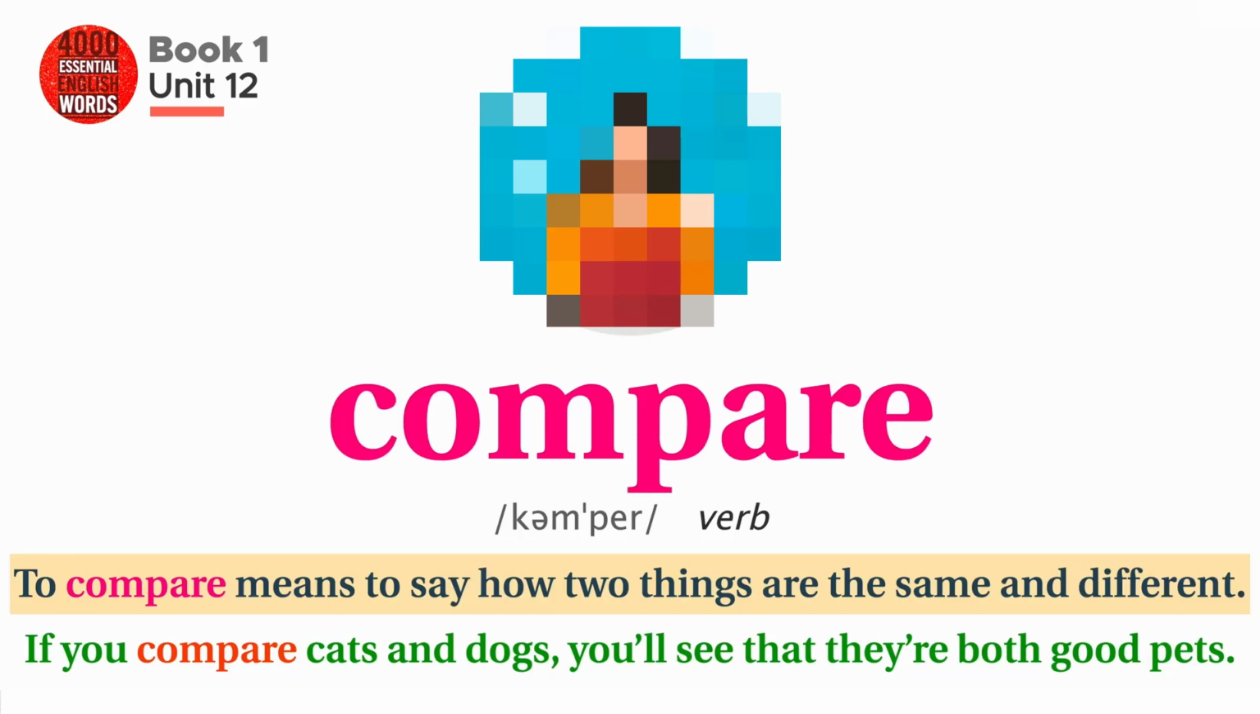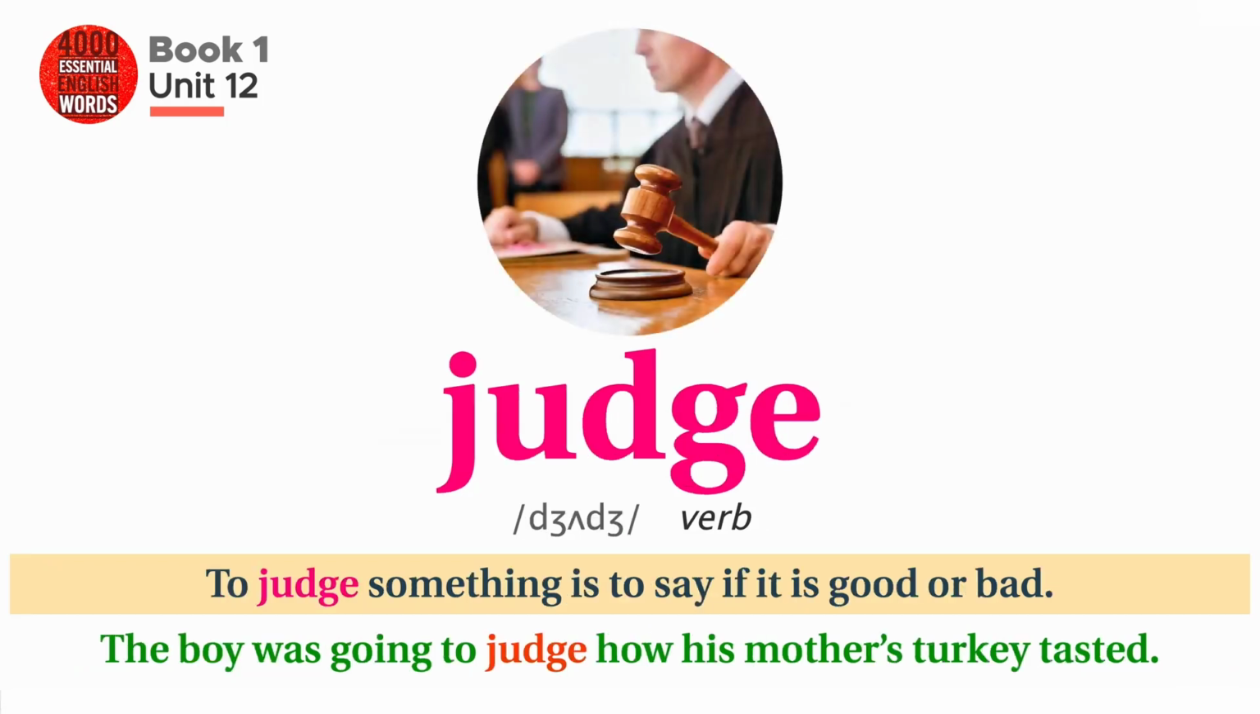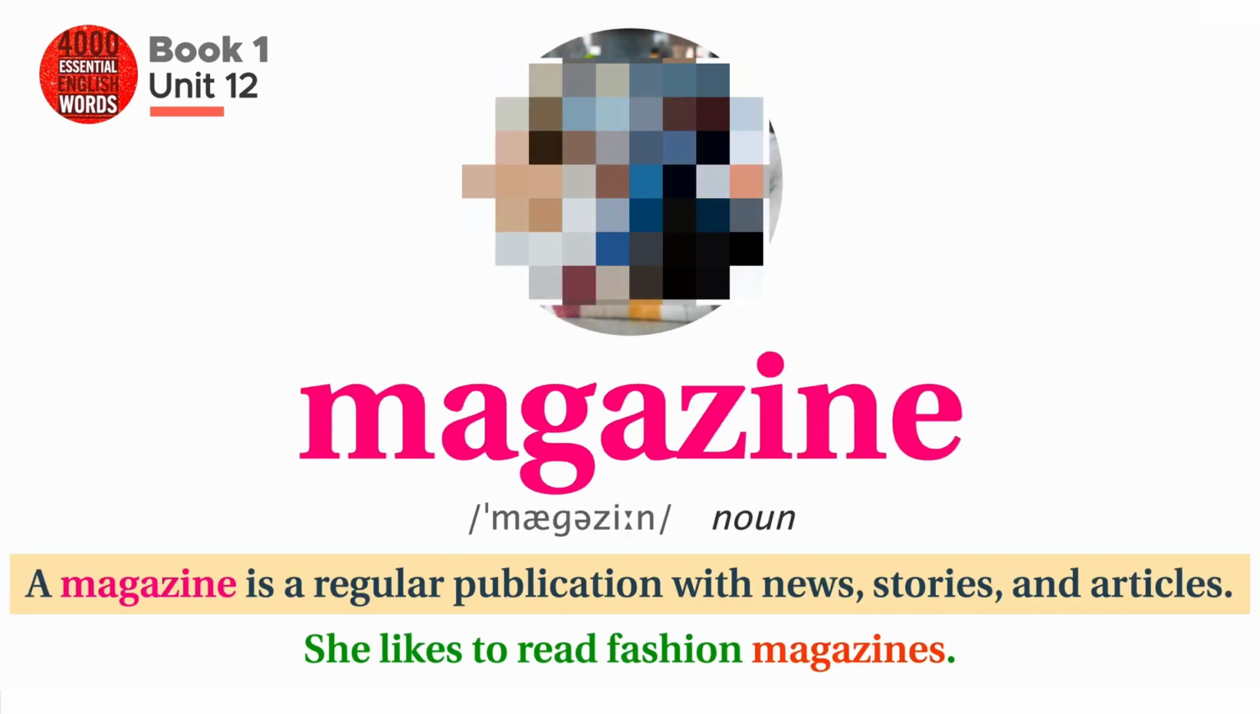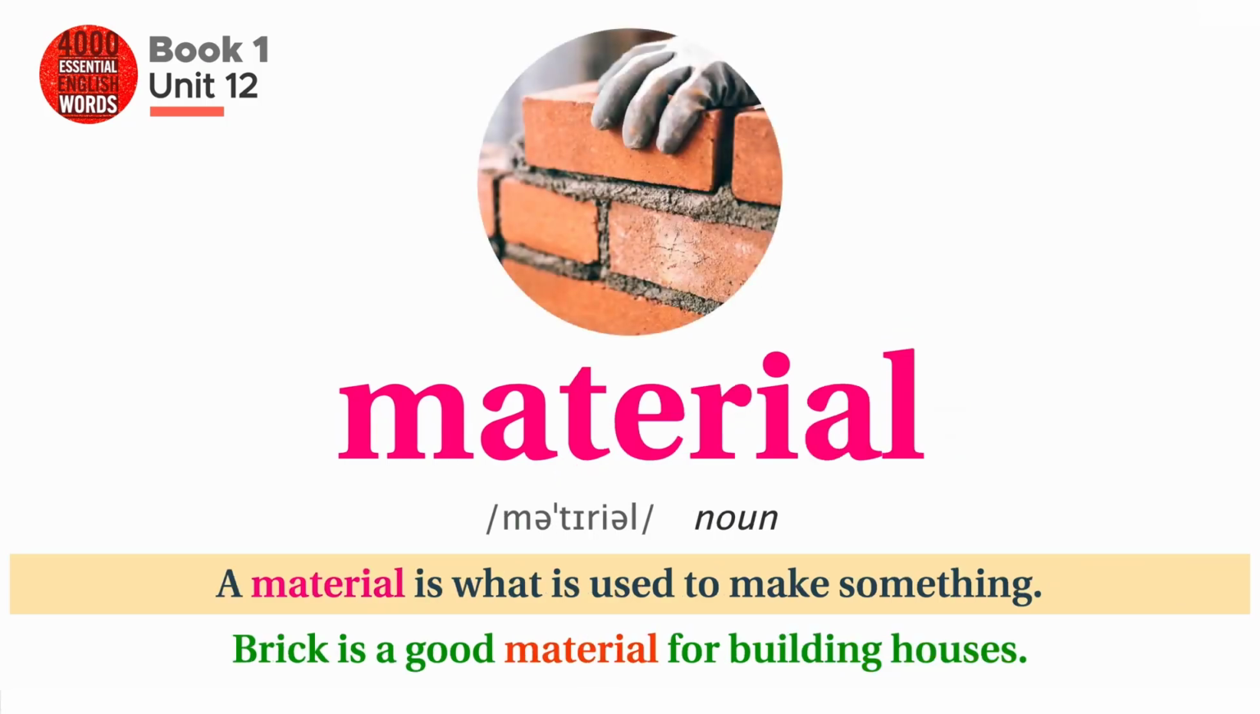Compare. To compare means to say how two things are the same and different. If you compare cats and dogs, you'll see that they're both good pets. Judge. To judge something is to say if it is good or bad. The boy was going to judge how his mother's turkey tasted. Magazine. A magazine is a regular publication with news, stories, and articles. She likes to read fashion magazines. Material. A material is what is used to make something. Brick is a good material for building houses.